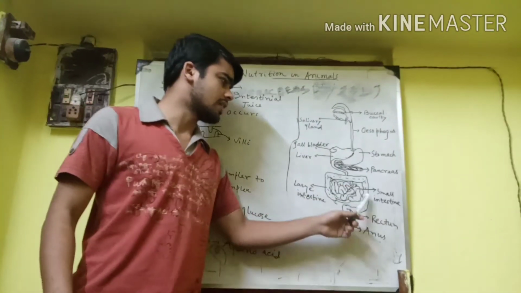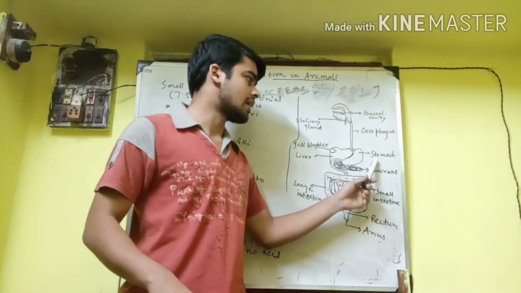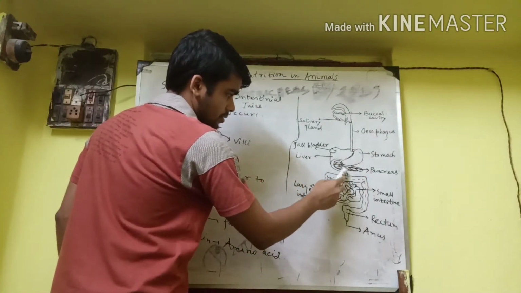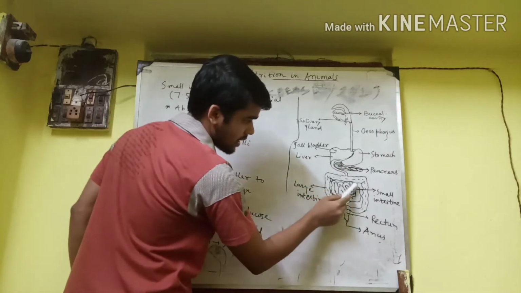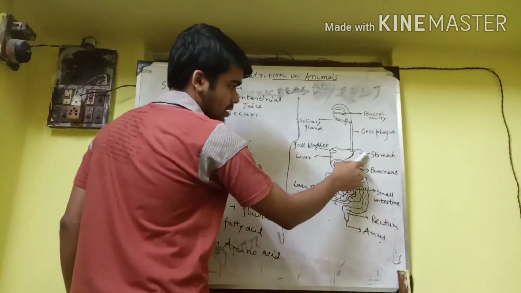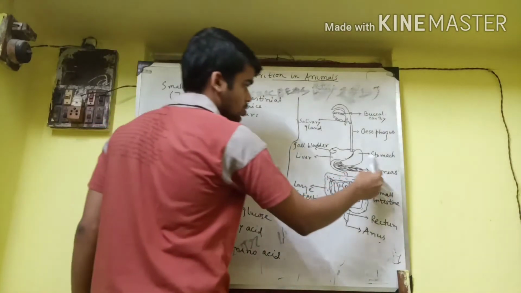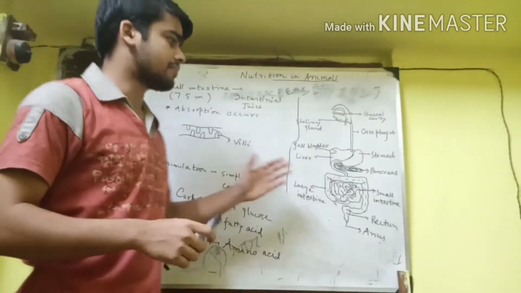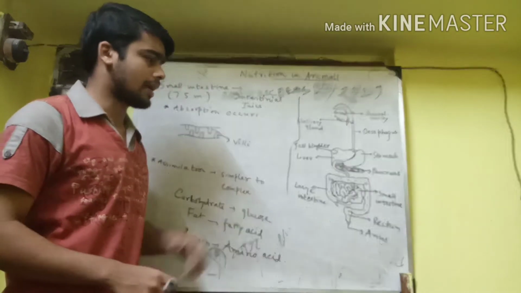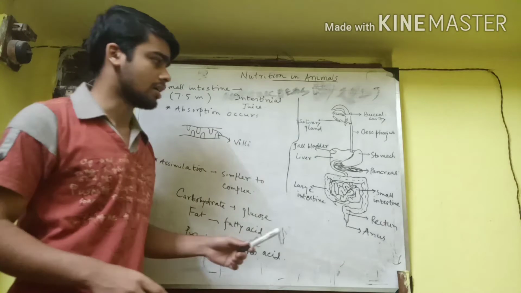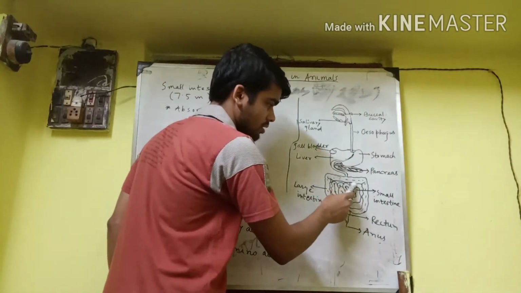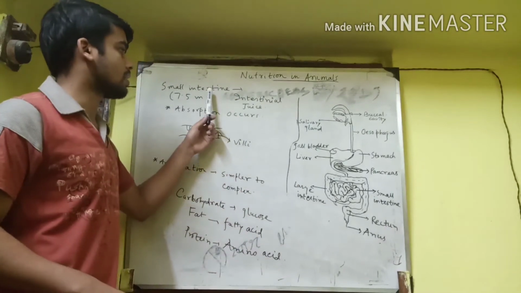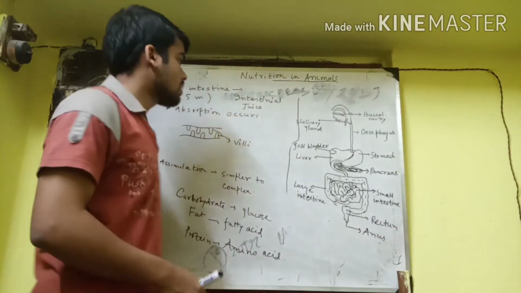So coming to the very next part, that is the small intestine. After the digestion in the stomach, you can see that this is connected through the small intestine. The partly digested food, that is digested by the stomach, liver and pancreas by their respective juices, the gastric juices and bile juices that we already discussed earlier, then goes into the small intestine, where there is also a secretion of juice that is called the intestinal juices.